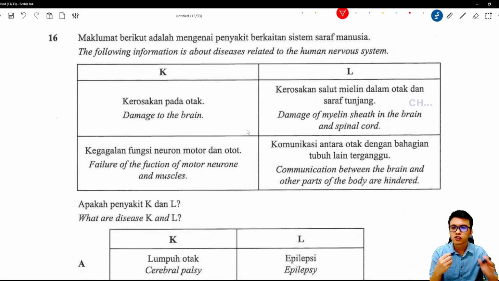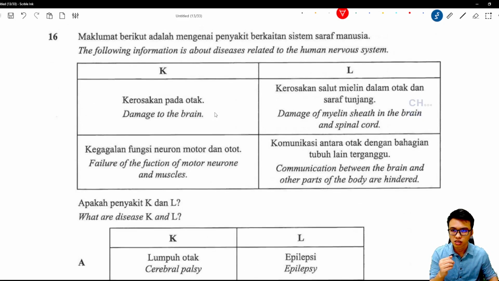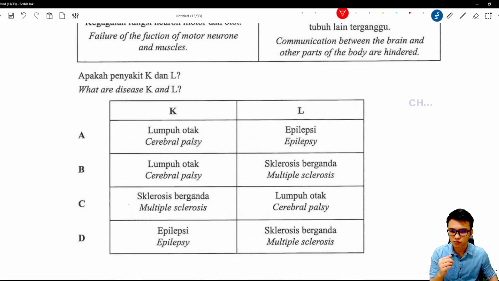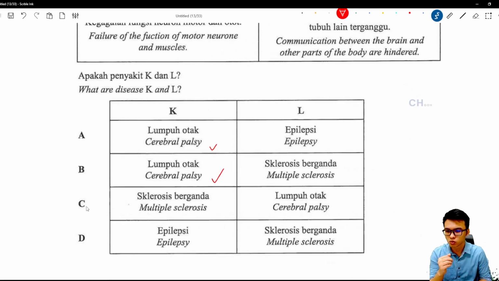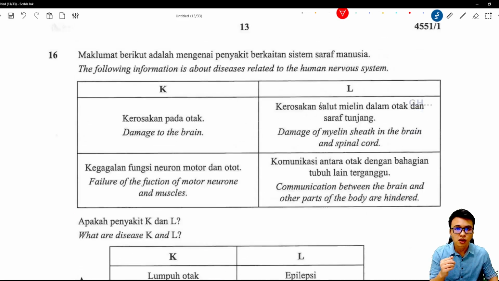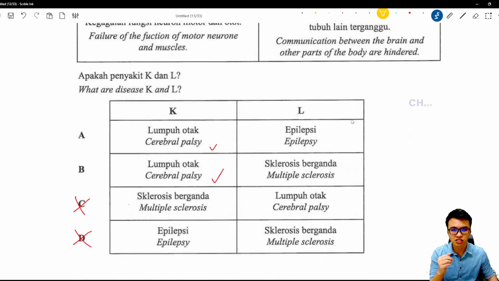Question 16. The following information is about diseases related to the human nervous system: damage to the brain, failure of the functions of the motor neuron and muscle. Cerebral palsy. So here should be this one because it's damage to the brain. So C and D are wrong. Damage to the myelin sheath in the brain. When we talk about the damage of the myelin sheath, you should know the answer already. It is multiple sclerosis. So the answer here should be B.